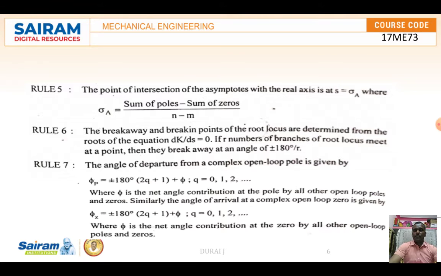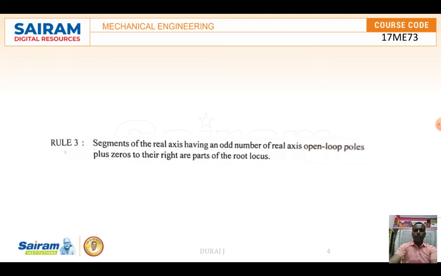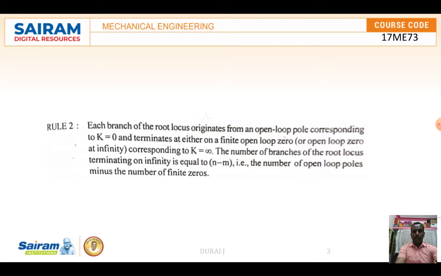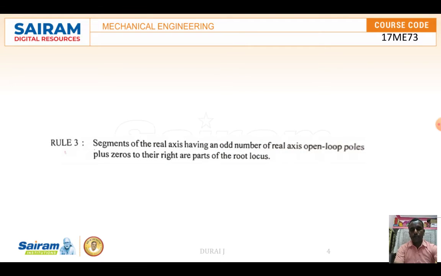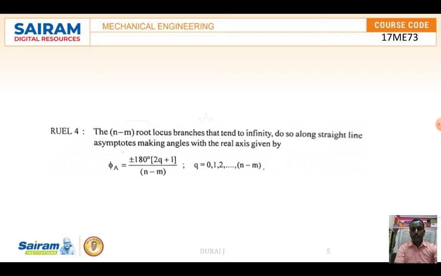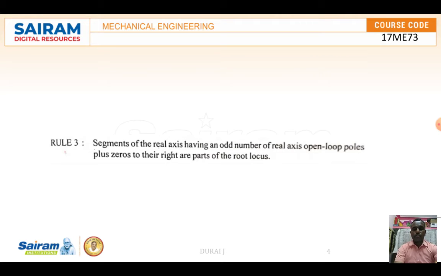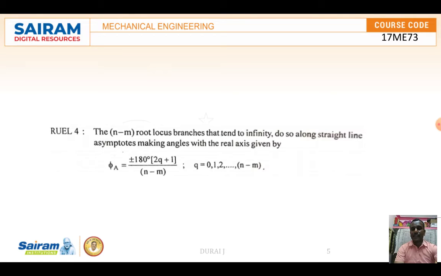Then comes finding the centroid, the main thing. Before that, how do we mark the poles and zeros in the root locus? The poles we always mark with a cross mark on the real axis, and the zeros we mark with a circle.